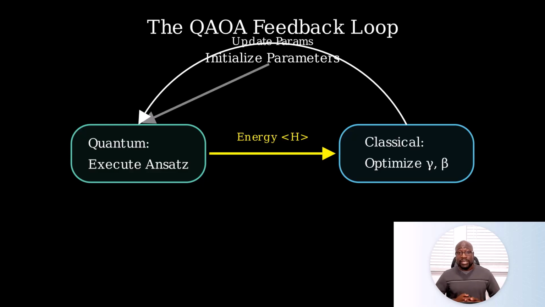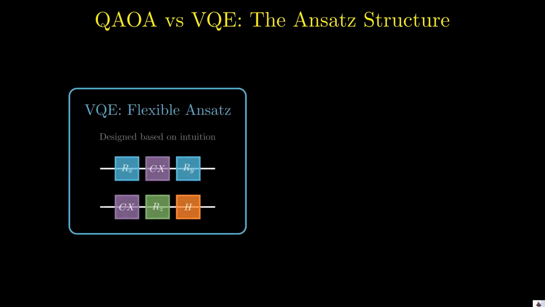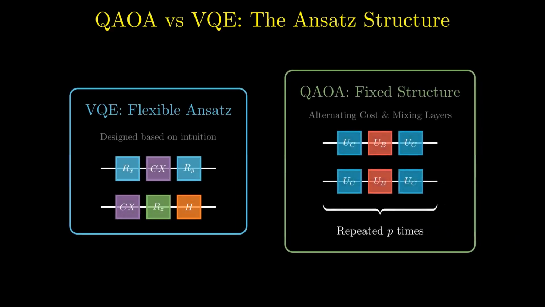Just like VQE, QAOA is a hybrid algorithm with quantum state preparation and classical optimization working together. The crucial difference between QAOA and VQE is in the ansatz structure. VQE has a flexible ansatz. You design the circuit based on intuition about the problem, whereas in QAOA, we use a fixed ansatz structure, alternating cost and mixing layers. Only depth P varies. This makes QAOA more systematic, but potentially less flexible than VQE.